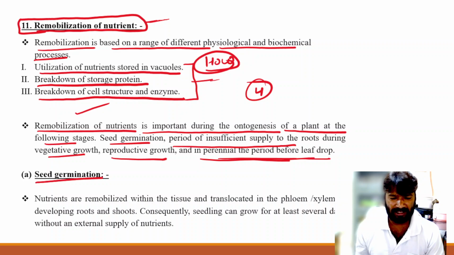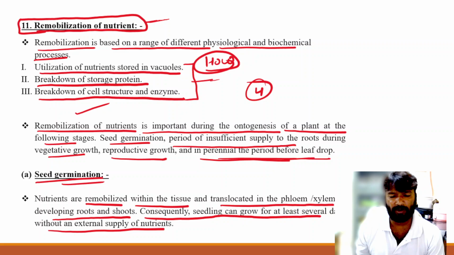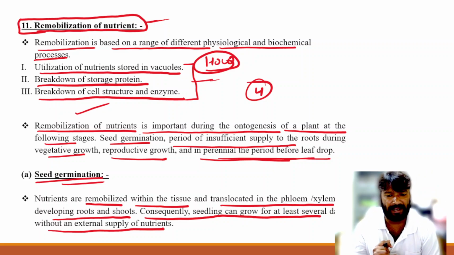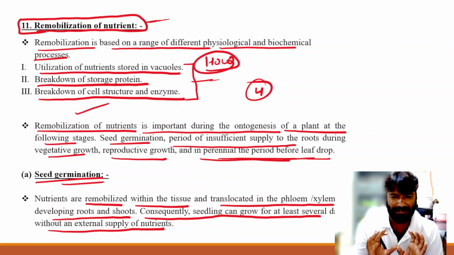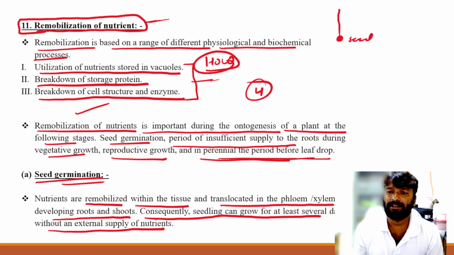So we'll discuss first the seed germination phase. Nutrients are remobilized within the tissue and translocated in xylem or phloem to developing roots and shoots. Consequently, the seedling can grow for at least several days without an external supply of nutrients. So friends, you know that in the initial conditions of the germination phase, this is the seed, this is an early seedling, and this is the root system.